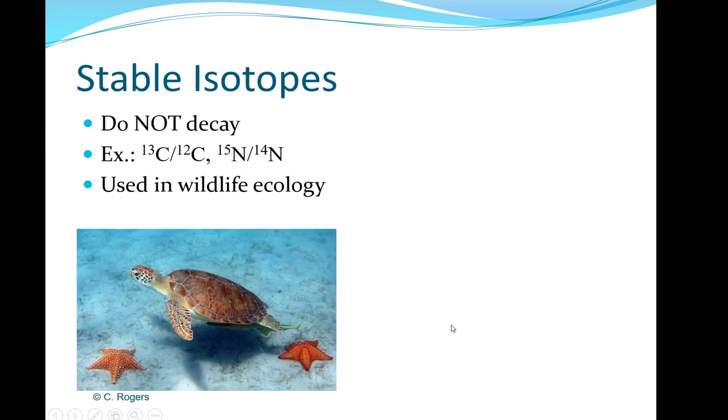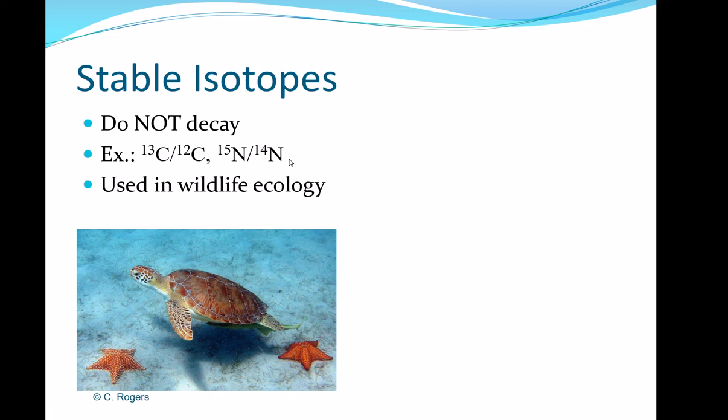Isotopes can be stable or unstable. The stable isotopes are the ones that don't decay. So for instance, carbon-13 is heavier than carbon-12, but it's a stable form. It exists in nature without falling apart. Same thing with nitrogen-15 and nitrogen-14. Nitrogen-15 is the isotope of nitrogen-14, but both exist in a stable form in nature.